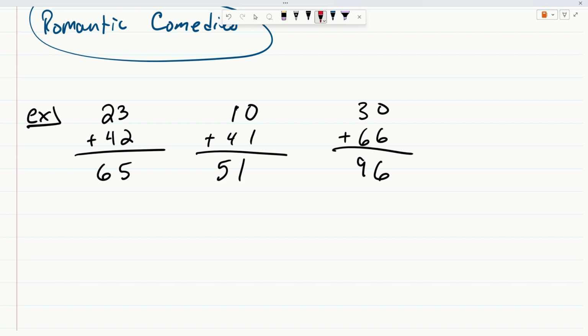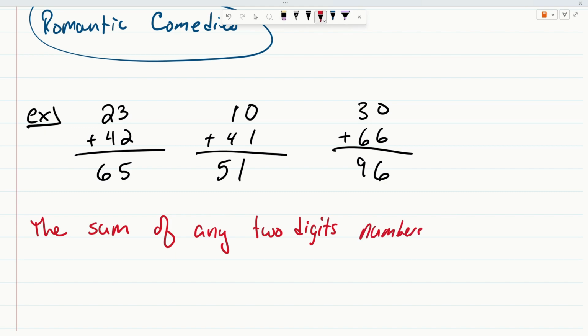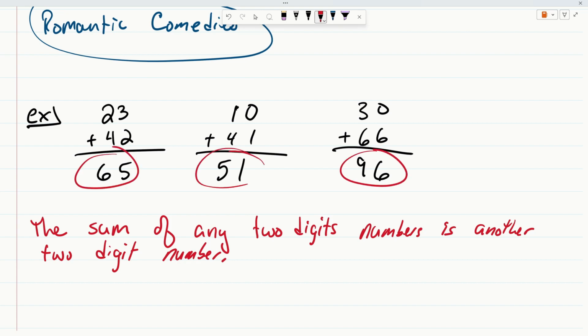So maybe, just maybe, someone would say the sum of any two-digit numbers is another two-digit number. And the reason why we're saying that is because in each one of these examples, we started with a two-digit number, we added it to another two-digit number, and our answer was a two-digit number.